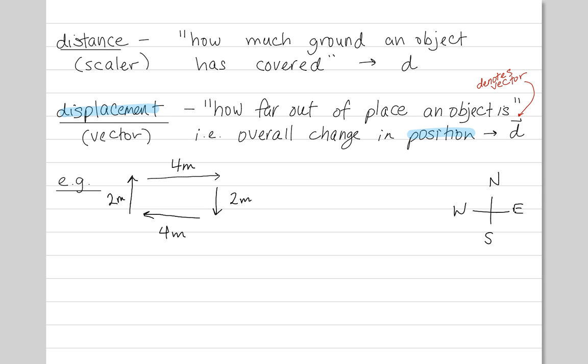So how much ground has physics man covered? So the distance is 12 meters. But how far out of place is physics man from where he started? So the displacement is 0 meters. And if your displacement is 0, you don't really have a direction. So when it's 0, that's the one time you don't put a direction, right? Your vectors should have a comma and then a direction, but if it's 0, there is no direction.